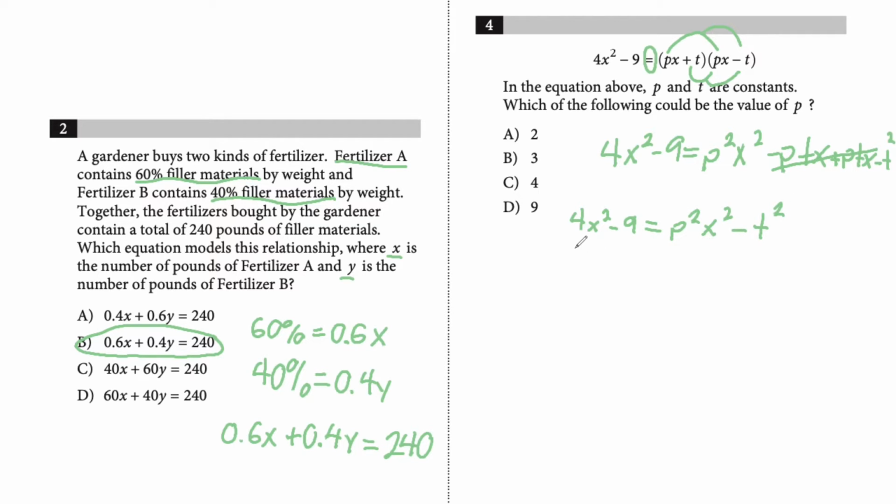So as we can see, the number in front of x squared on the left side is 4. The number in front of x squared on the right side is p squared. So p squared equals 4. And we can take the square root of both sides. This will give us that p equals plus or minus 2. And the only answer choice is going to be A.